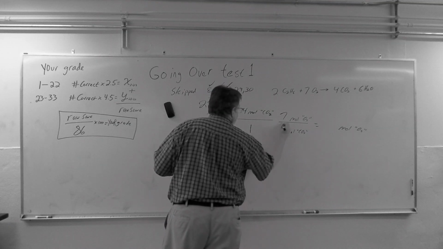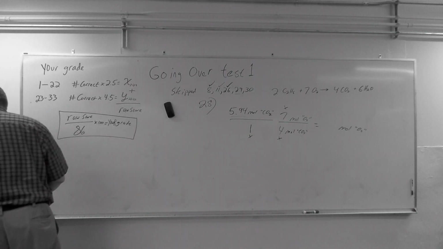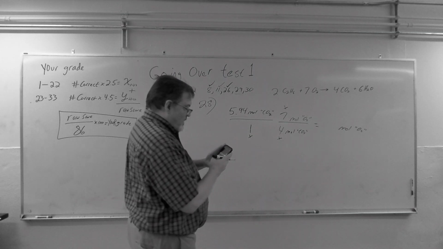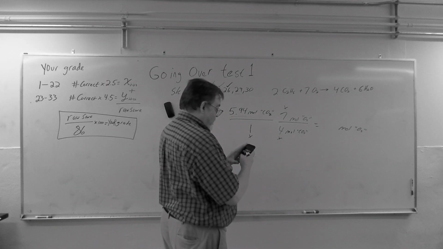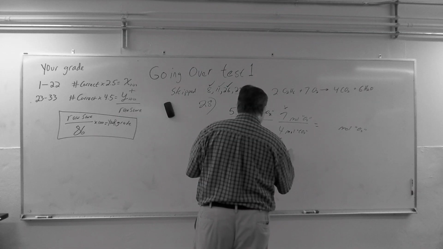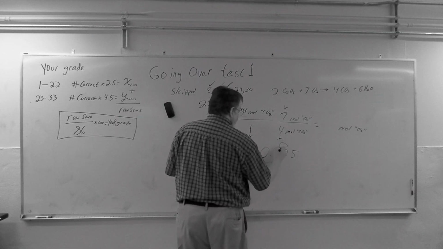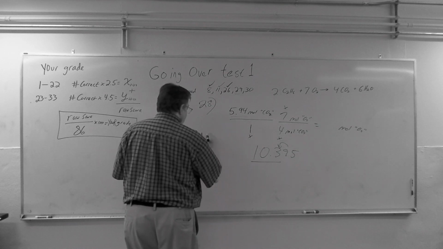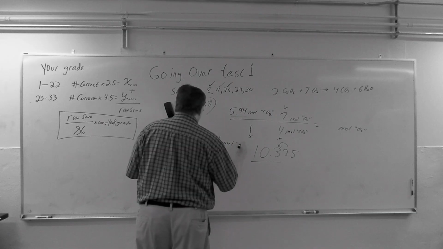That's exact, so we look at significant figures. 5.94 times 7 divided by 4. My calculator says, with 3 significant figures, the 9 rounds the 3, so there should be a 10.4 moles of O2.